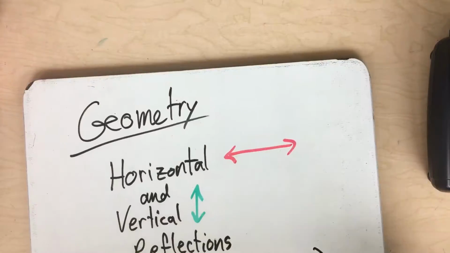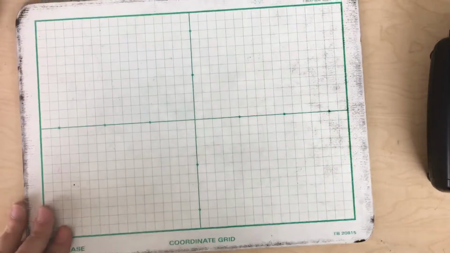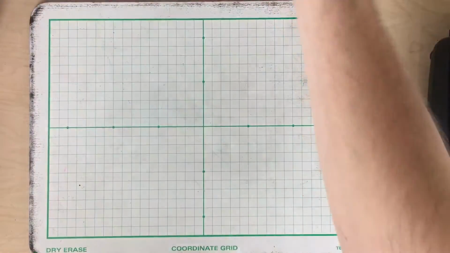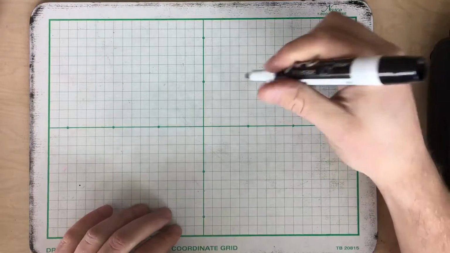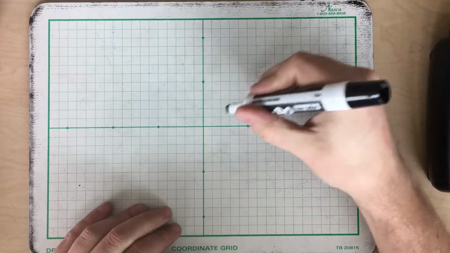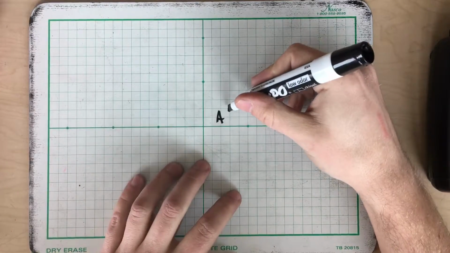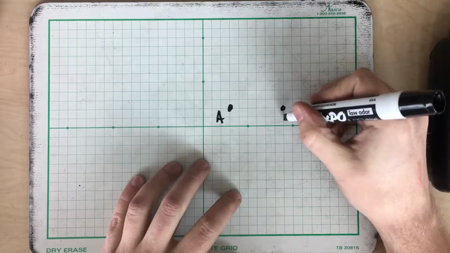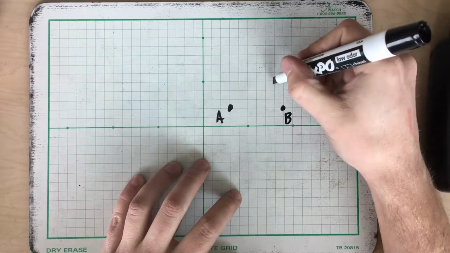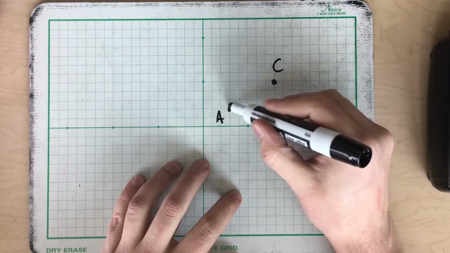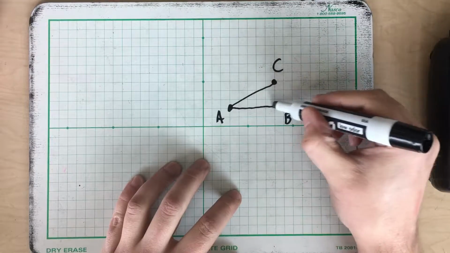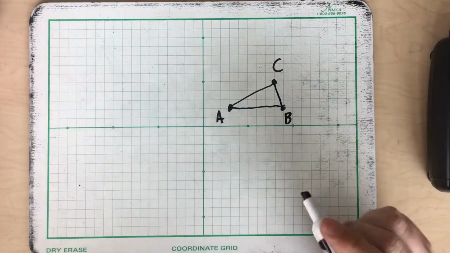So let's go ahead and get out our graph here, and we'll start by just drawing a triangle, and we can call this triangle ABC. So I'm going to put point A right here, point B here, and point C right here. So this will be our initial triangle.